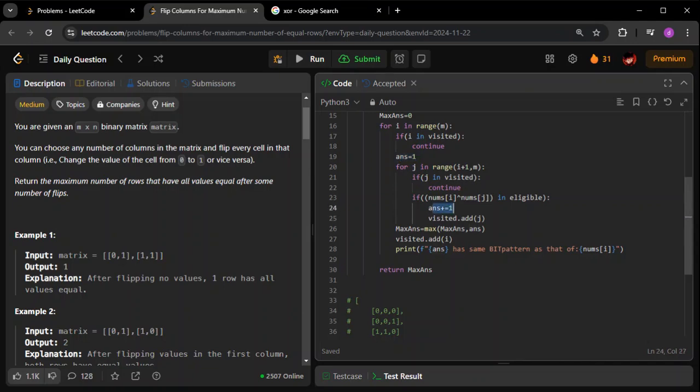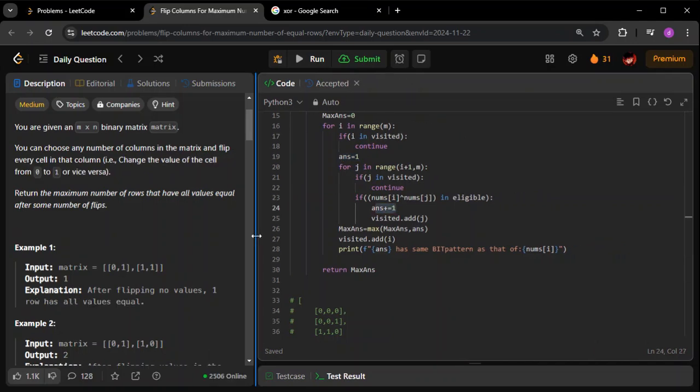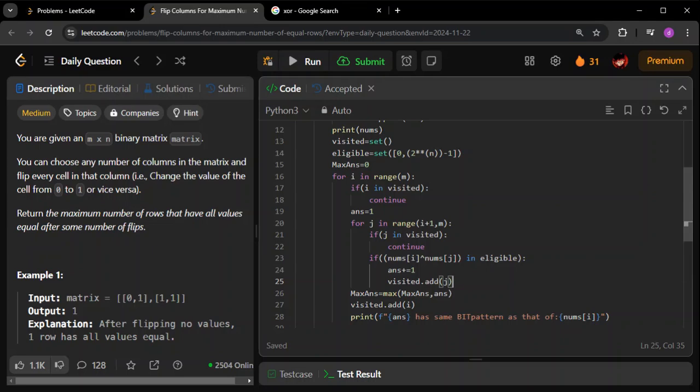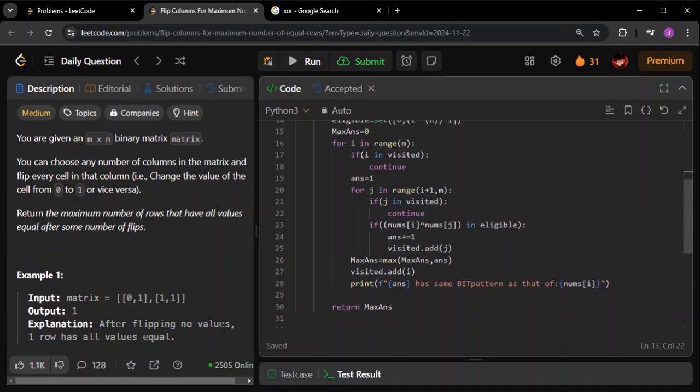Whenever I find a number which has the same pattern as mine, how am I going to know that? I'm going to take the XOR of the two numbers, and if the result is in my eligible set, then I can conclude that both numbers have the same pattern. Then I can do answer plus one, and I can add that number to my listed. Since a number already has the same pattern, I need not explore it again. So I'm just capturing the index of that. Always remember, this listed will only have the indexes, not the numbers.